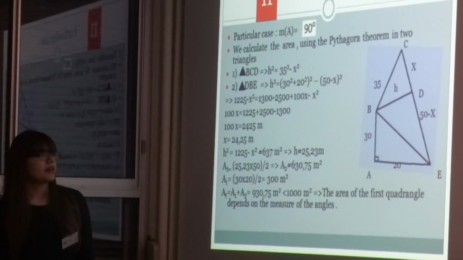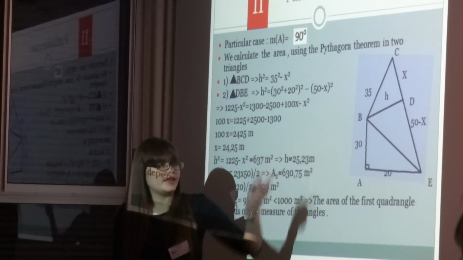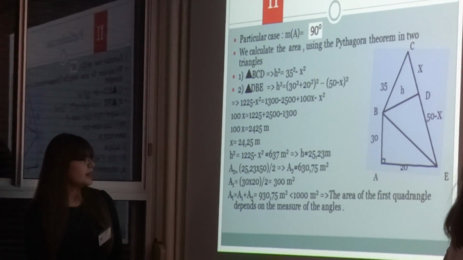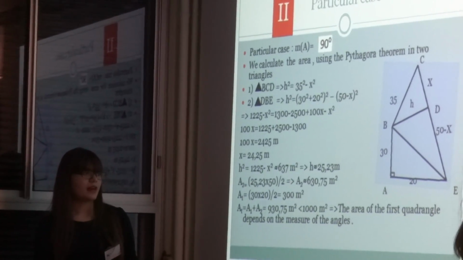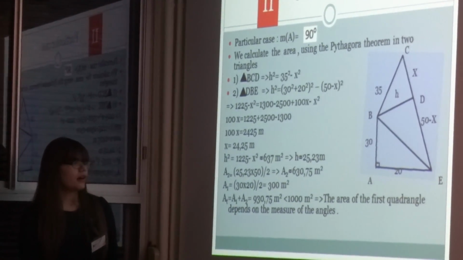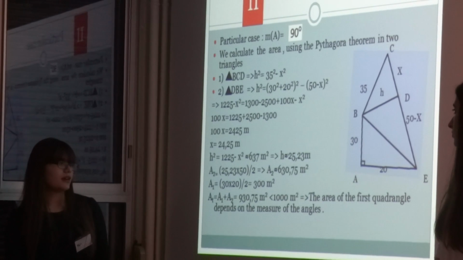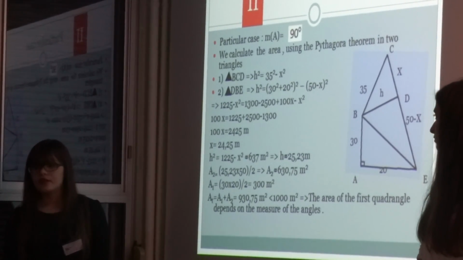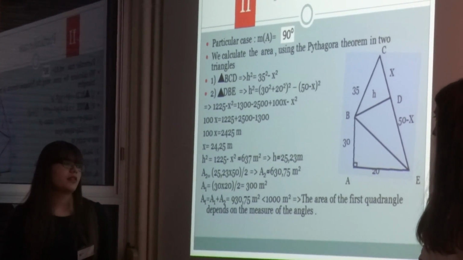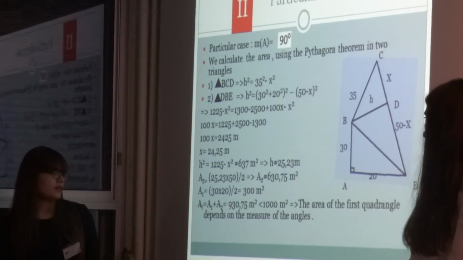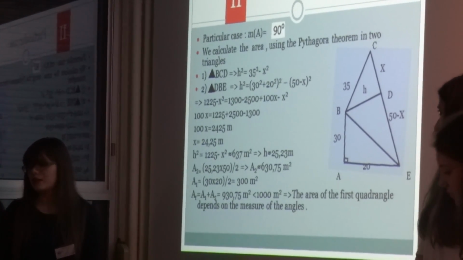So the area of the quadrangle is the area of BCE plus the area of ABE, and the area of BCE equals 630.55 square meters, and the area of ABE equals 300 square meters. So the area of the first quadrangle is smaller than 1,000 square meters. So the area of the first quadrangle depends on the measure of the angle, so it can take different values.